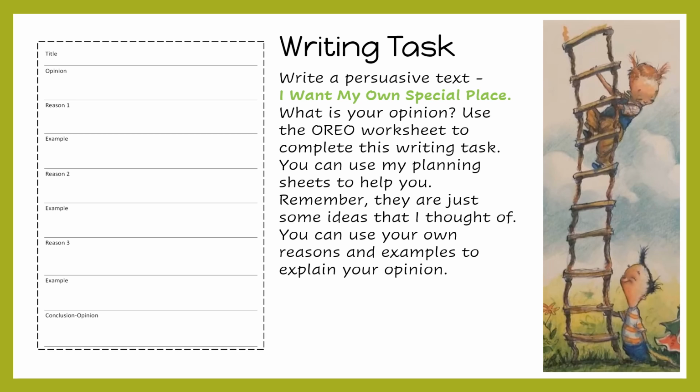Once again, you're going to use an Oreo worksheet to complete your writing task. It's very similar to the one we used last week, except I don't have a picture of the Oreos. You've got your title, your opinion, where you're going to write your topic sentence, reason 1, then back it up with the example, reason 2, back it up with an example, reason 3, back it up with an example, and then you're going to finish your conclusion writing your opinion again. Now, as I said before, you can use my planning sheet and the word map to help you, but remember, they're just some of the thoughts that I thought of. You can come up with some of your own reason examples to explain your opinion.